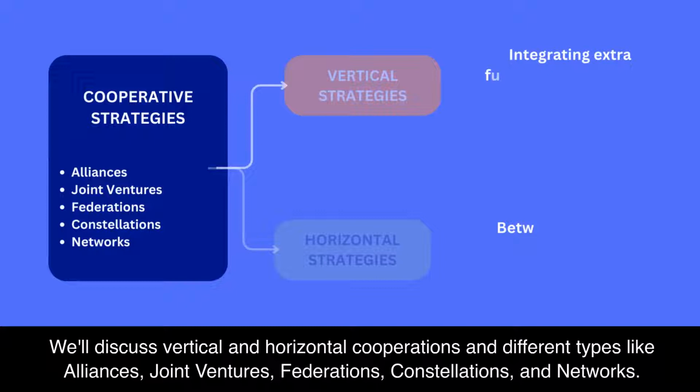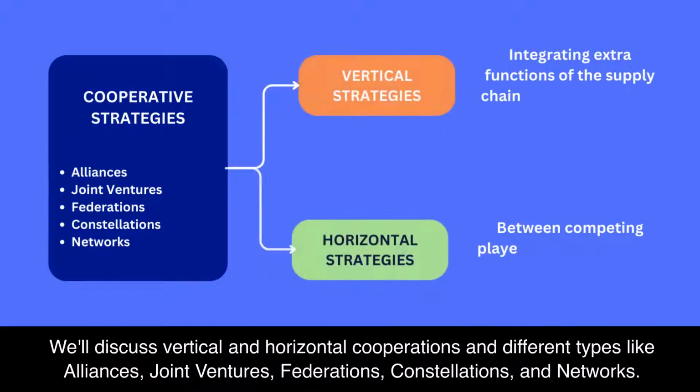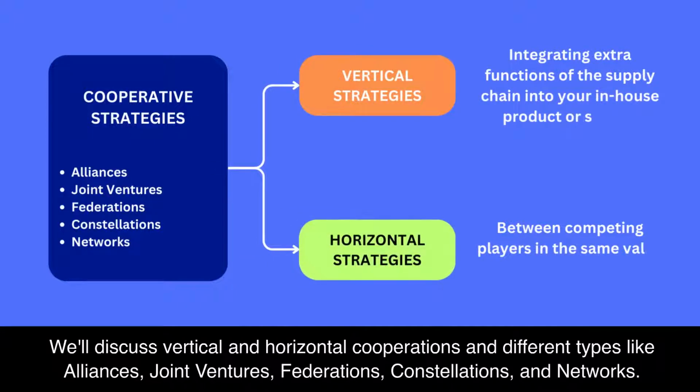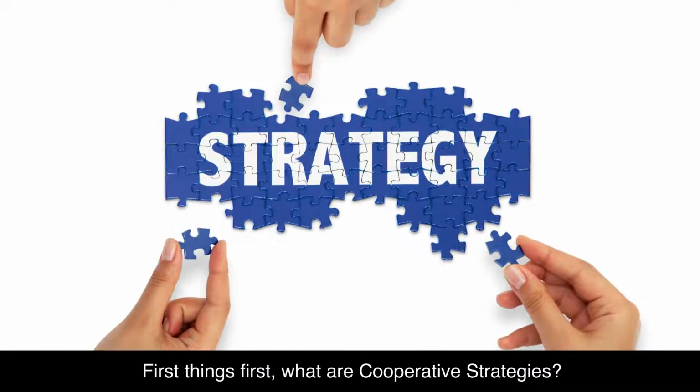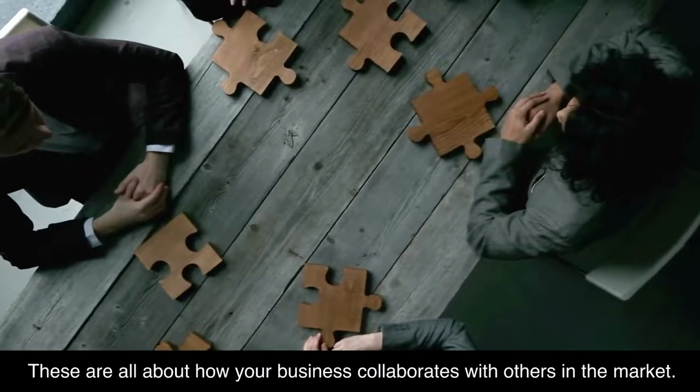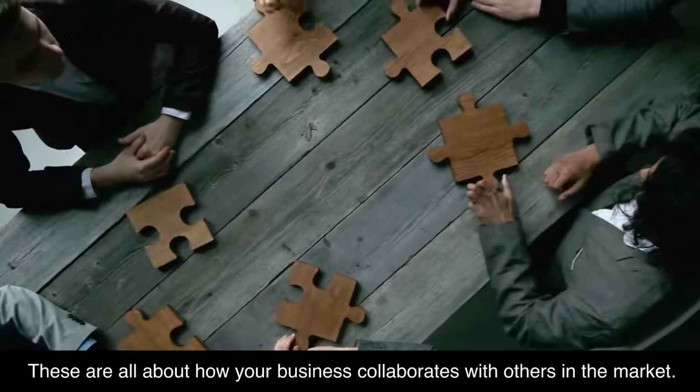We'll discuss vertical and horizontal cooperations and different types like alliances, joint ventures, federations, constellations, and networks. So, let's jump in. First things first, what are cooperative strategies? These are all about how your business collaborates with others in the market.